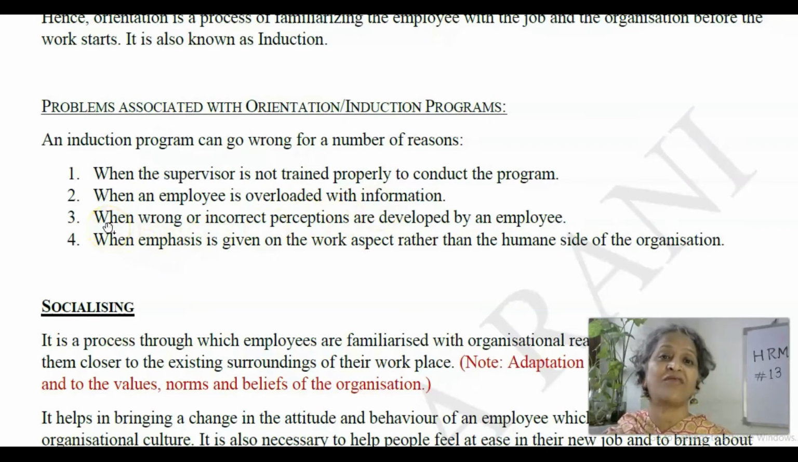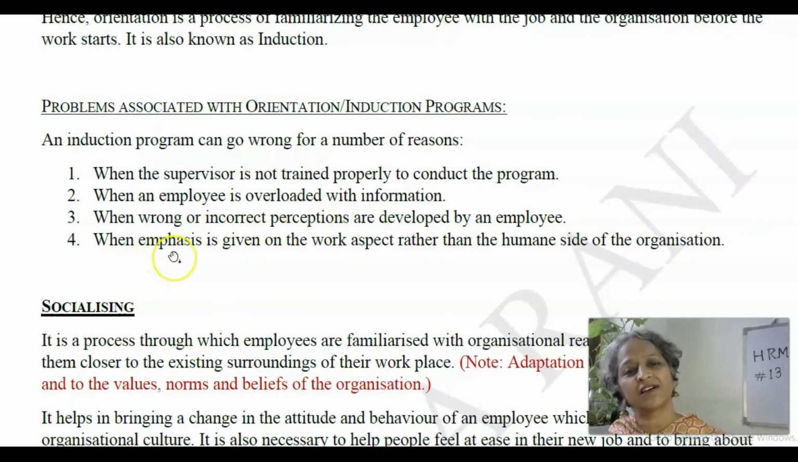Another possibility of the induction program not being effective is when wrong or incorrect perceptions are developed by an employee. So when this familiarization program is taking place, when this orientation is going on, suppose with the information that this employee is getting, he forms wrong notions about the organization or about other co-workers, then the purpose of the induction program goes haywire. It does not serve the purpose of the induction program.